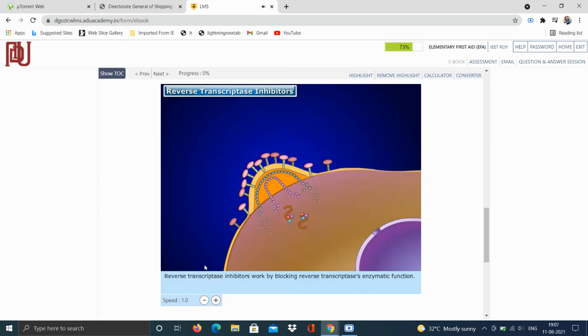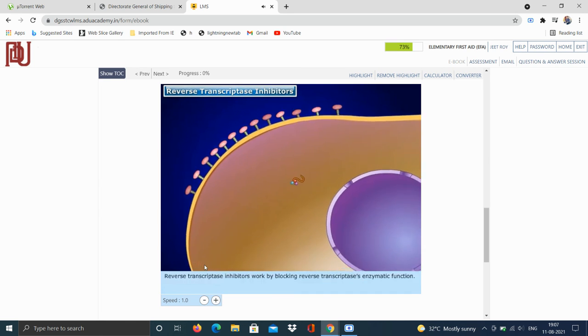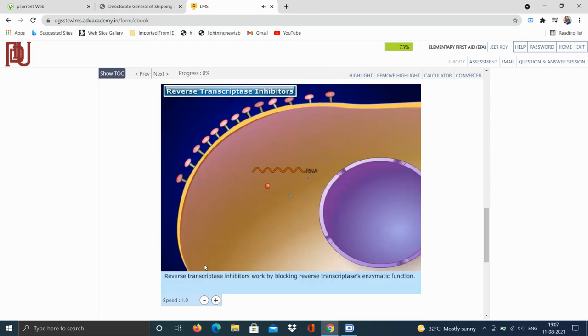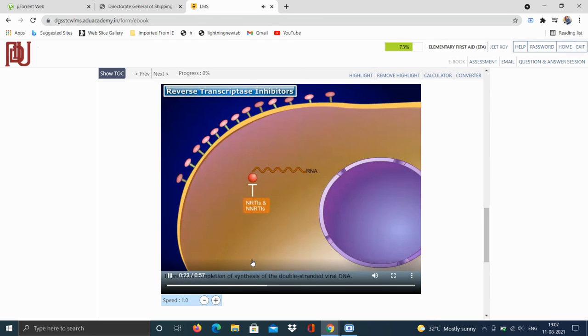Reverse transcriptase inhibitors work by blocking reverse transcriptase's enzymatic function. It prevents completion of synthesis of the double-stranded viral DNA.